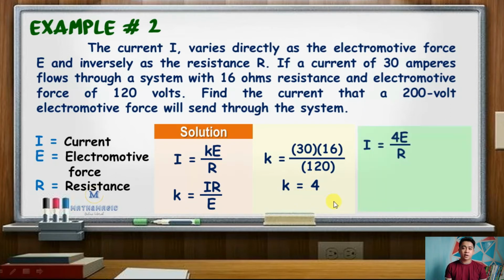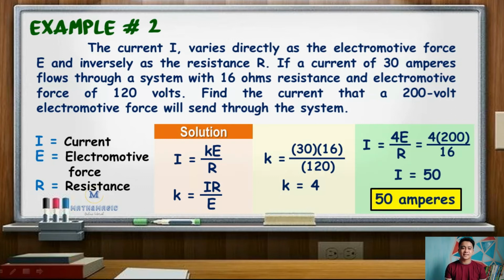Now, solving for the current I, when electromotive force E is 200, here R is still equal to 16 ohms since, according to the problem, it will be sent through the same system. Performing the operations, 4 times 200 is 800. Simplifying 800 over 16, the current I is 50. Hence, the current for this problem is 50 amperes.